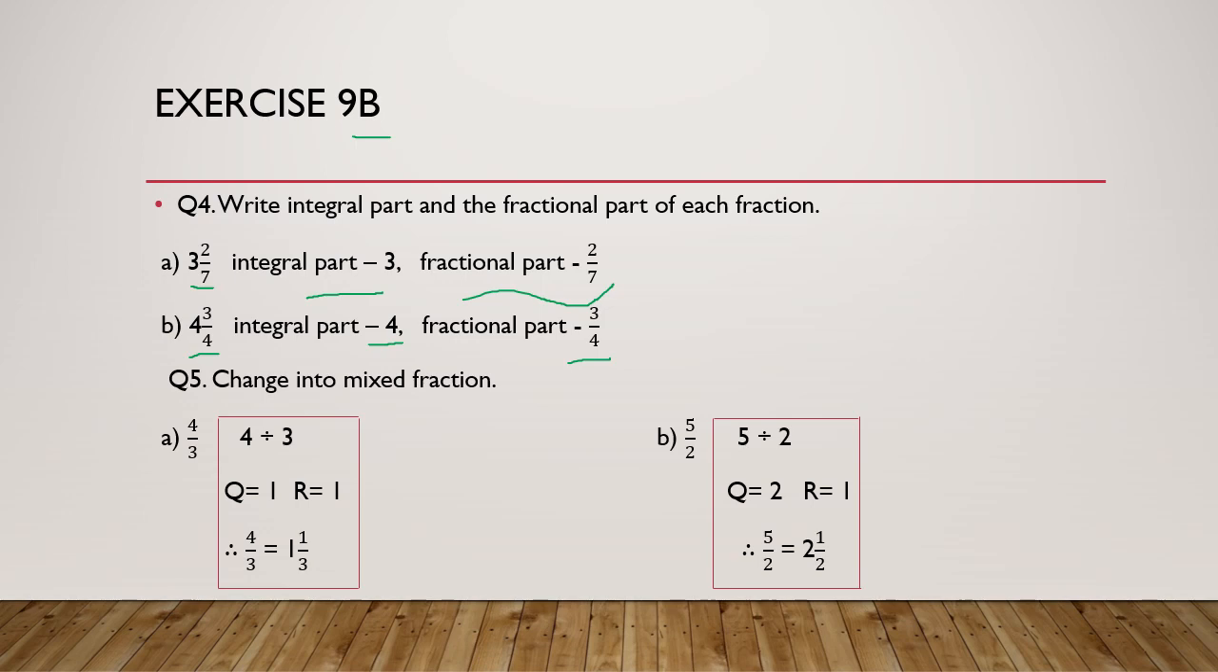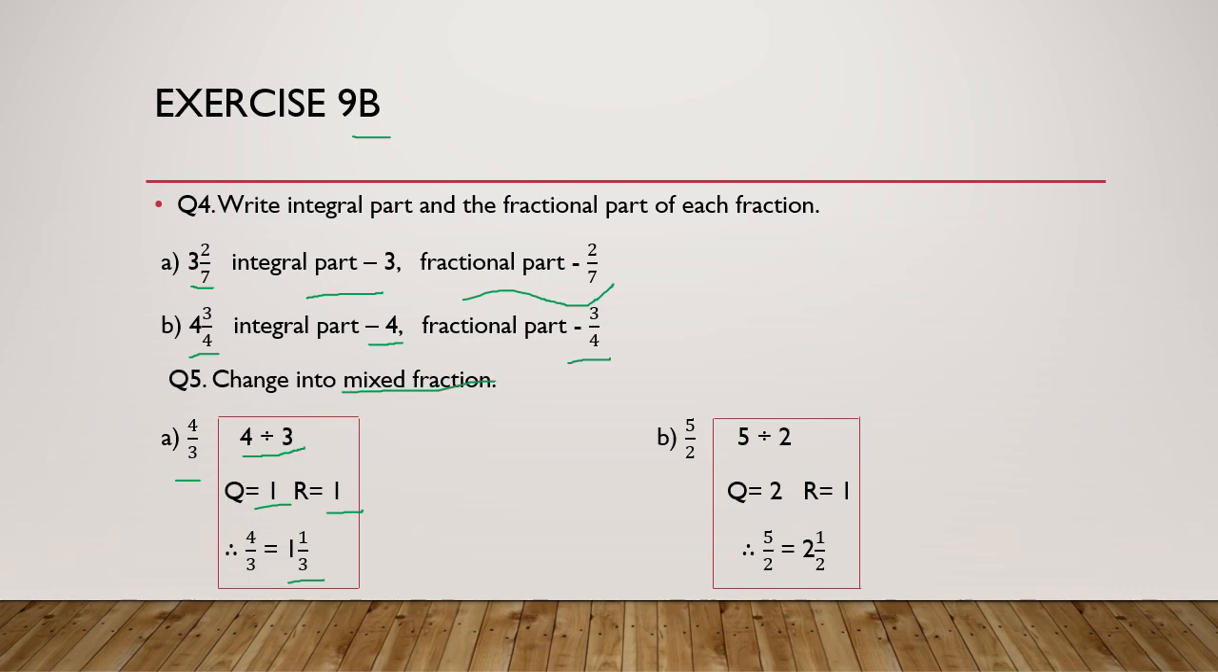Now question number 5, change into mixed fraction. So children, a fraction is given to you and you have to change this fraction into mixed fraction. Now how you will convert a fraction into mixed fraction? See, you divide this 4 by 3. After dividing 4 by 3, you get the quotient 1 and remainder also 1. So we write it here. First we write here quotient 1 whole 1 upon 4.